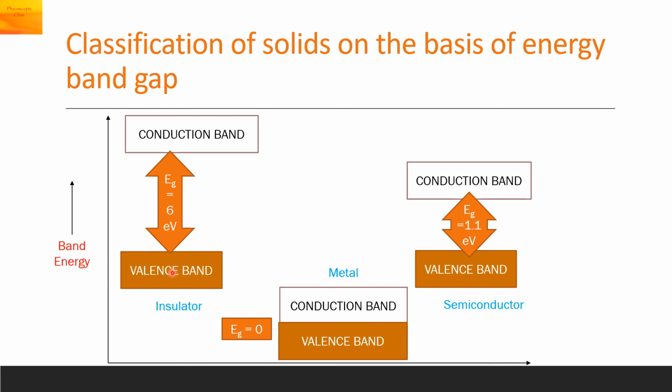For an insulator, we can see that it has a very large band gap. In case of a semiconductor, the band gap energy decreases. And in case of a metal, the band gap energy is 0. Both the conduction band and the valence band overlap with each other.